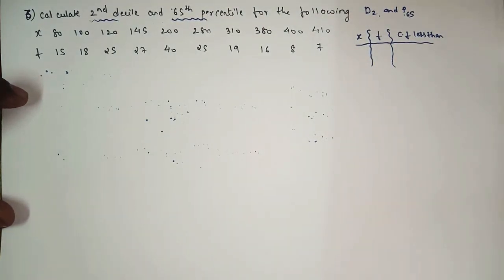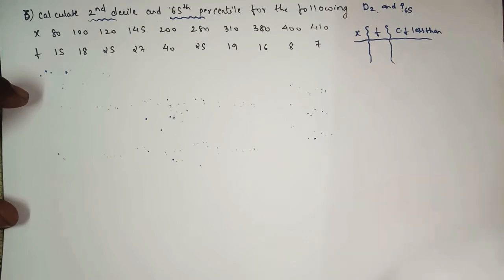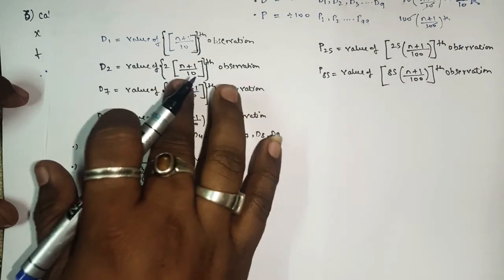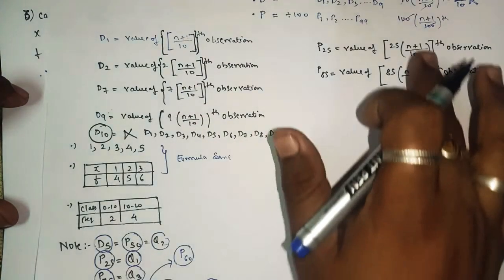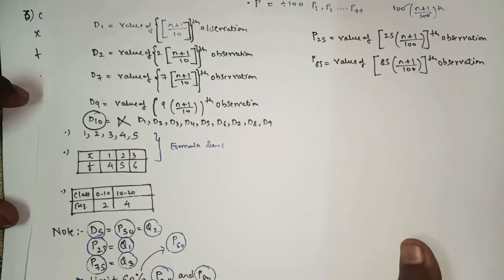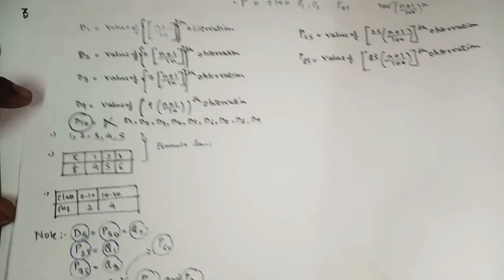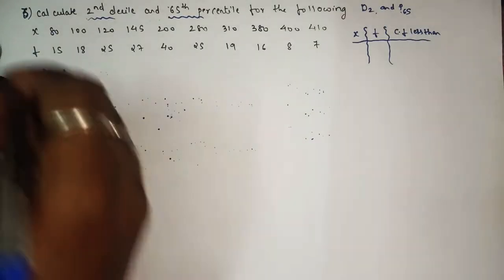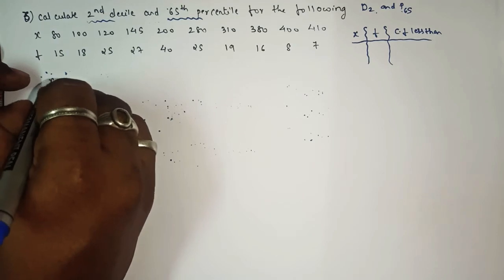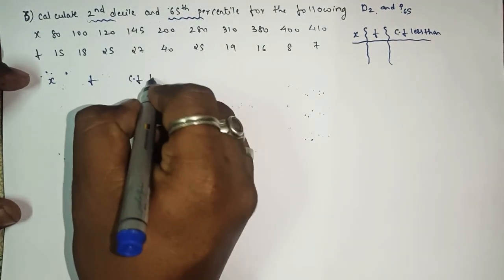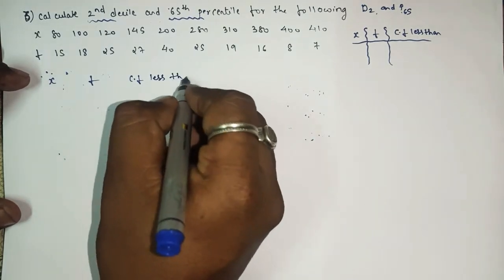Yes or no? And as I told you, for type number 1 and type number 2 the formula remains the same. The formula will change only for type number 3. So your first column is x, the second one will be f, and in the third column you will write cumulative frequency less than.